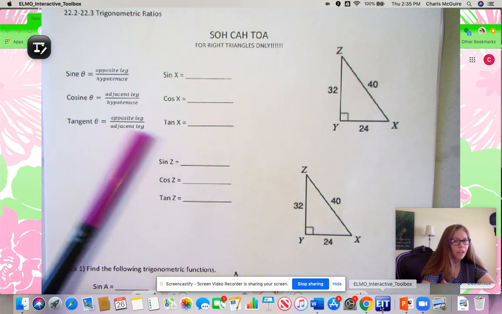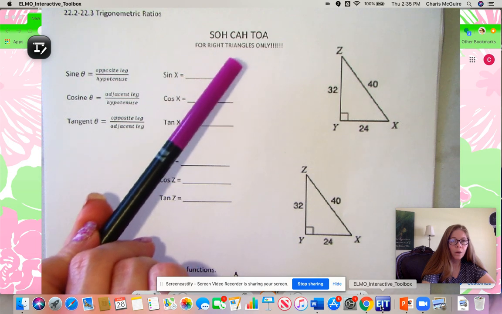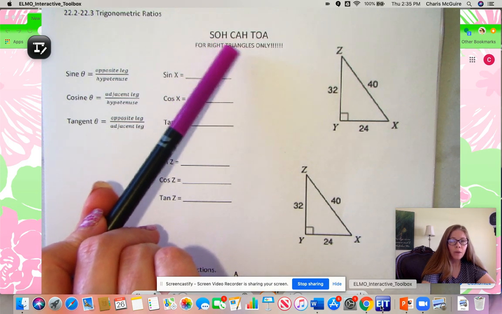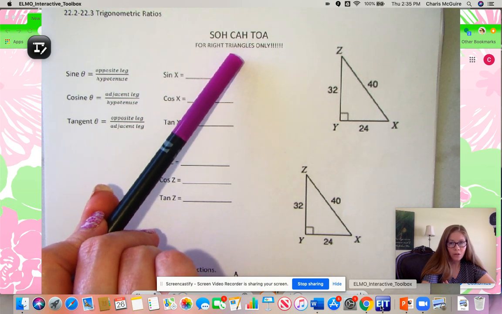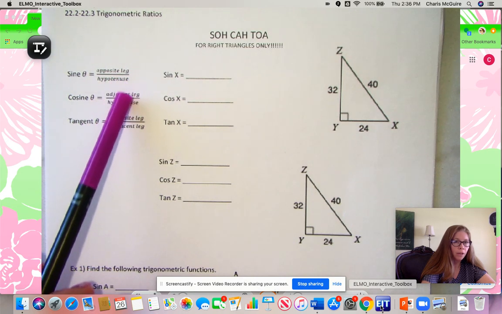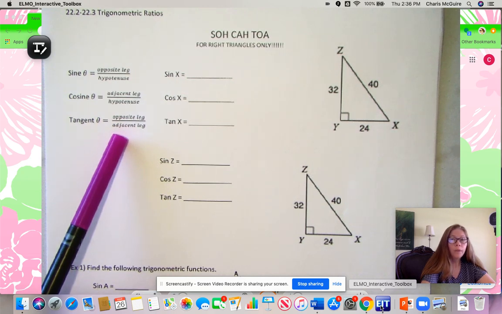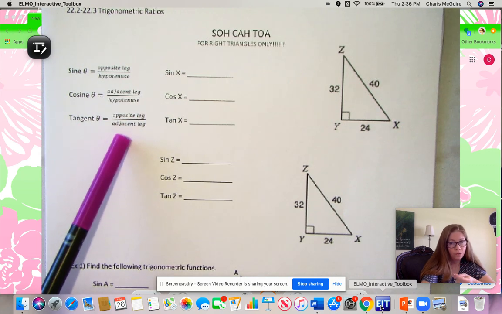So there's a lot going on here. And you're going to notice up at the top it says SOHCAHTOA for right triangles only. And this is a mnemonic device that's going to help you remember your ratios. So the first thing you're going to notice is we've got opposite leg, hypotenuse, adjacent leg, hypotenuse, and opposite leg and adjacent leg. You know what the hypotenuse is. But when you're looking at the triangle, you have to know which angle you're focused on.